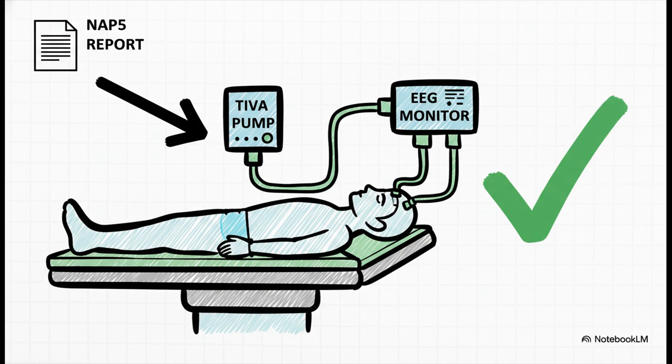See, with an IV anesthetic, there's no gas to measure, so if your patient is also paralyzed with a muscle relaxant and can't move, how on earth do you know they're not awake? This is where a brain monitor can be a vital safety net, and the landmark 5th National Audit Project, or NAP5, basically said exactly that. They're a good idea for this very specific high-risk scenario.